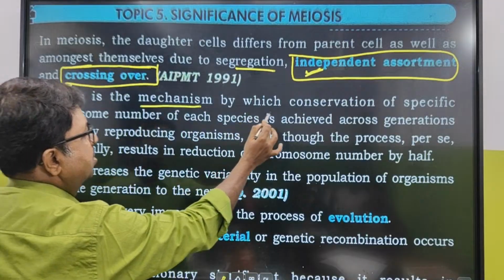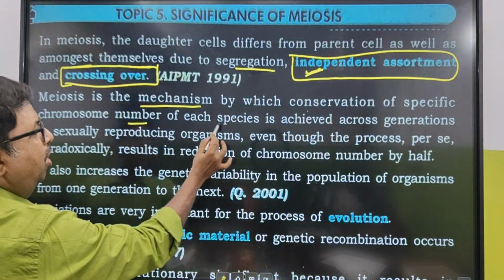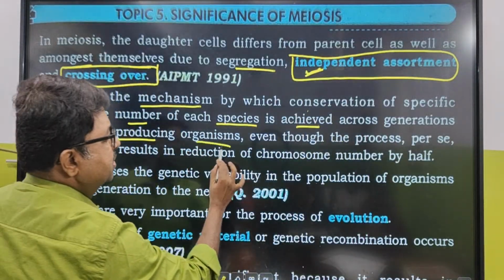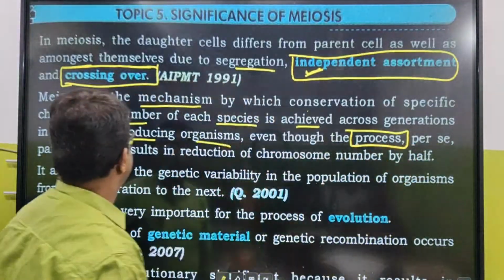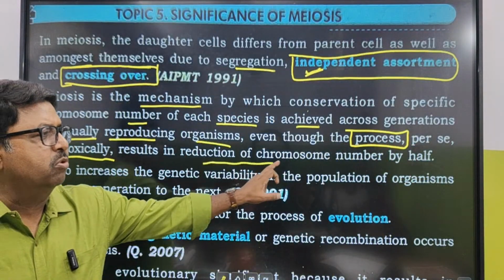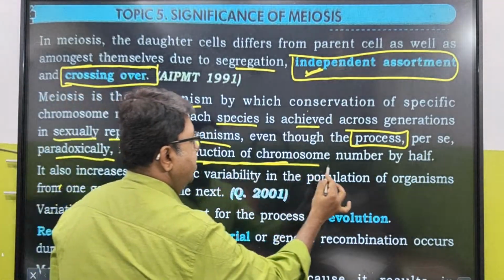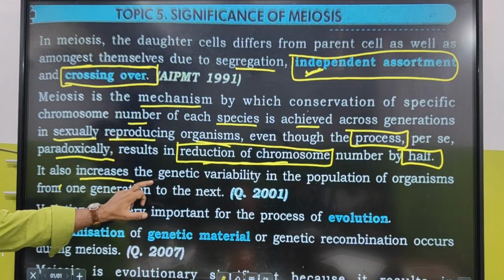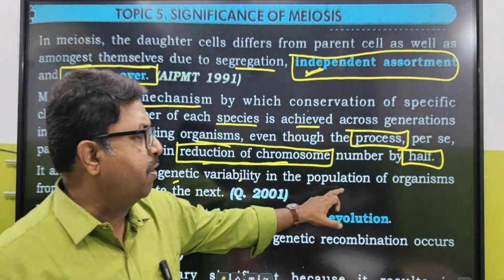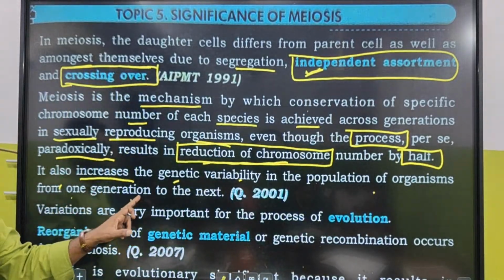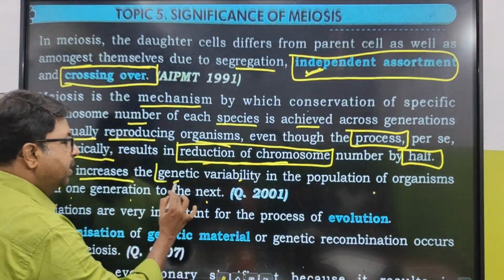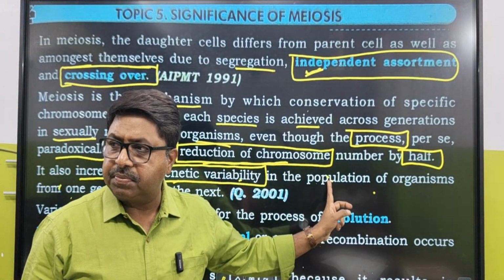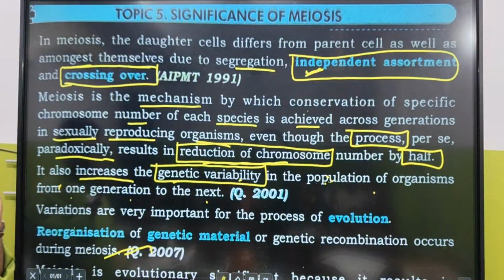Meiosis is the mechanism by which conservation of the specific chromosome number of each species is achieved across generations in sexually reproducing organisms, even though the process per se paradoxically results in the reduction of chromosome number by half. Reduction in the chromosome number by half. Okay, it also increases the genetic variability in the population of organisms from one generation to the next. See, genetic variability. First point is reduction of chromosome number. Second point, genetic variability.